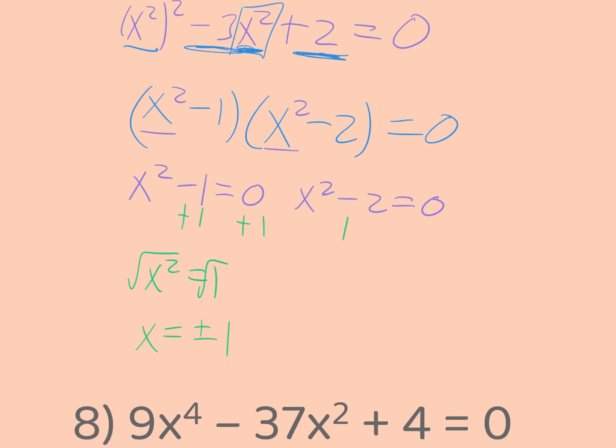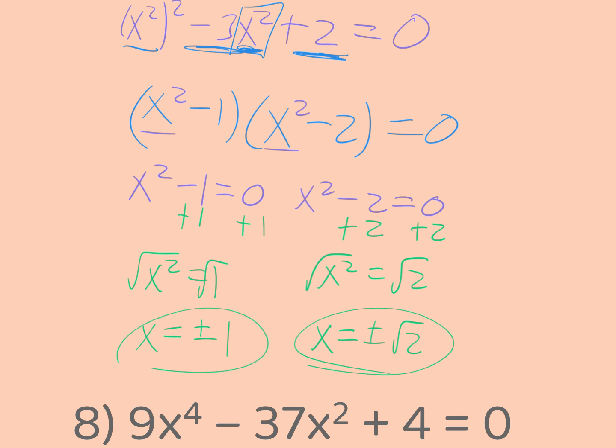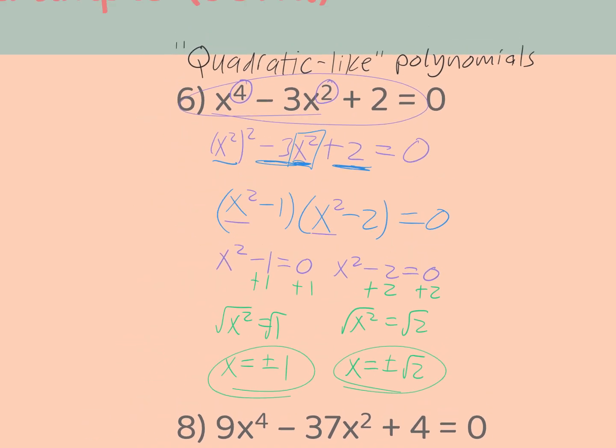Same thing for the other one. We want to add 2 on both sides. We should get x squared equals 2. Then square root both sides, we should get x equals plus or minus the square root of 2. And we get 4 answers here: plus or minus 1, plus or minus square root of 2. Again, your highest exponent should give you a clue as to how many answers you should get.